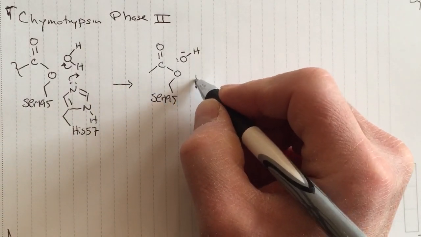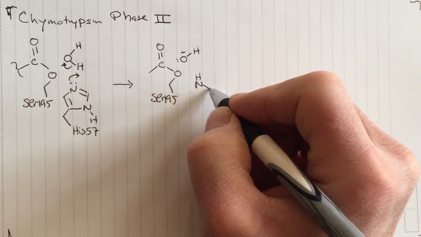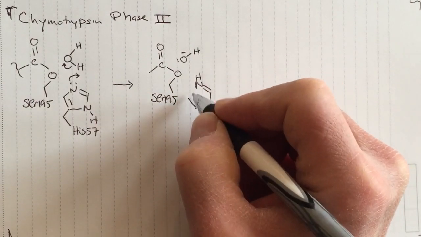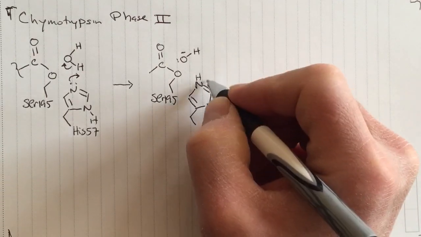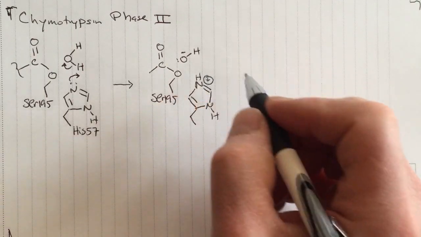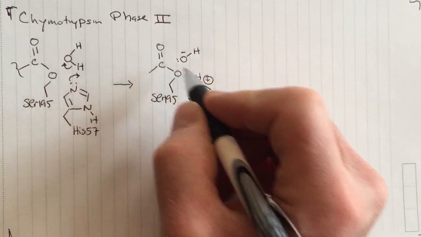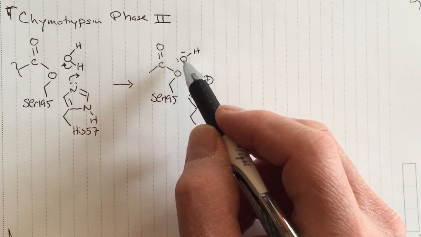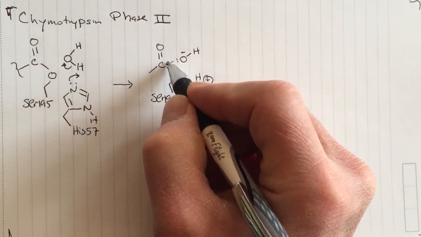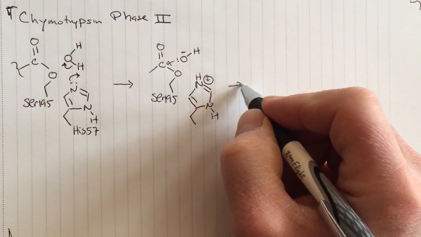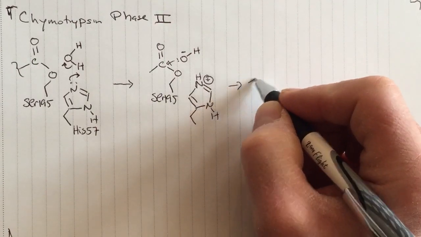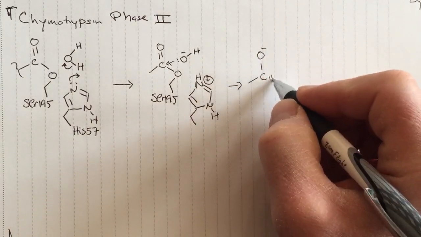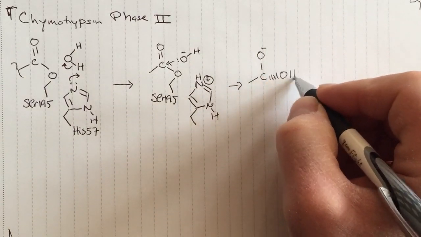And we can draw in histidine 57 in its protonated form. Positive charge. Okay, so just like last time, but this time hydroxide ion is the nucleophile, and it's going to attack at the electrophilic center, and we're going to form a tetrahedral carbon, the tetrahedral transition state.